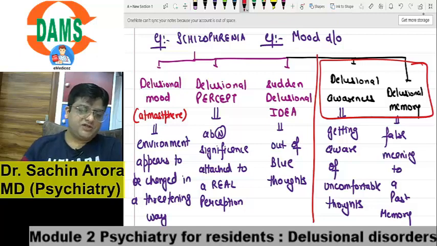Rohan, Anvir Basha, delusional perception. I think you missed the schizophrenia lecture. It is giving a false meaning to a normal perception. People are walking outside my room and I feel as if an army is marching towards me. So I have given a false meaning to a normal perception.